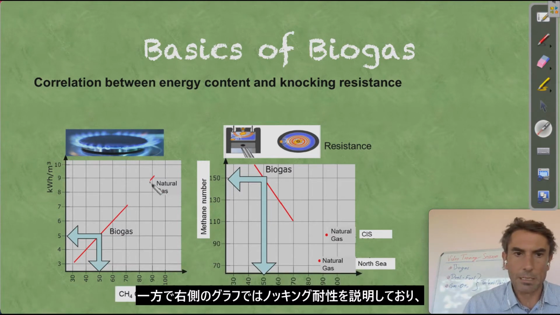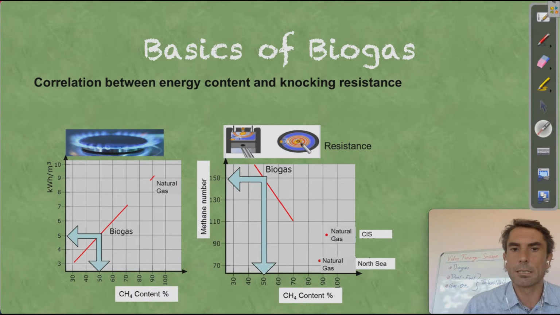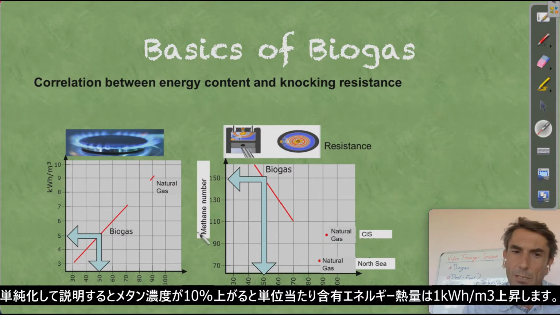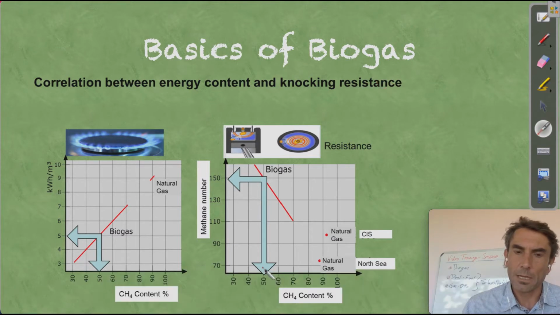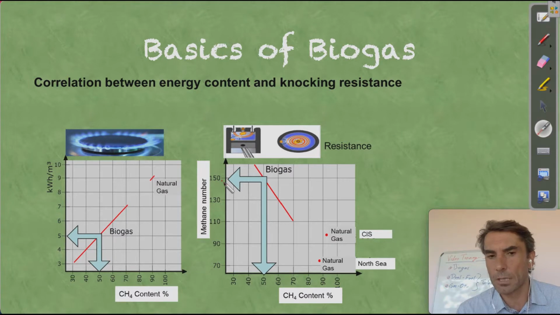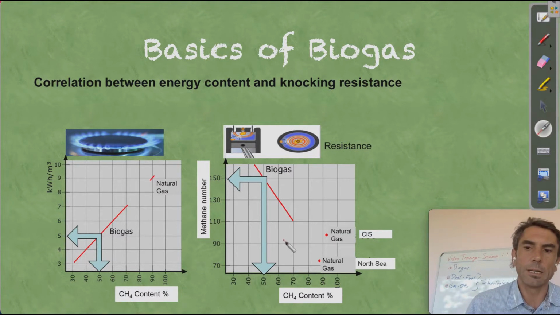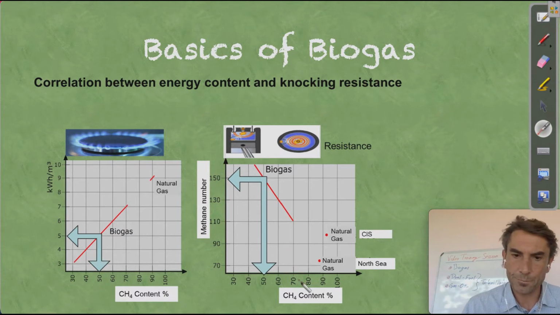This higher content means on the other side the knocking resistance is different. The knocking resistance is given by the methane number. If it's higher, it's more safe for knocking. If it's lower, we can easier get into the knocking situation of the engine.